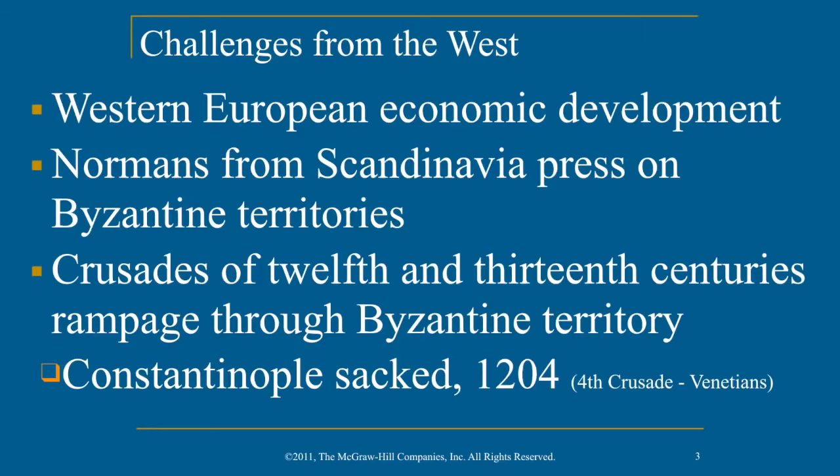The Normans from Scandinavia press on Byzantine territory. So these Normans are originally from Scandinavia. They are occupying northwestern France as well as the Scandinavian areas. They press down into the Byzantine territories of Anatolia. The Crusades of the 12th and 13th century rampage through Byzantine territory. We'll talk about that in a bit. And Constantinople in the Byzantine territory, the capital city, is sacked in 1204 during the Fourth Crusade under the Venetians. We'll get to that in a bit.